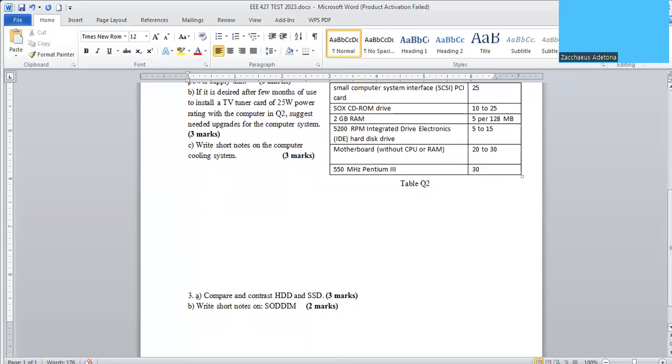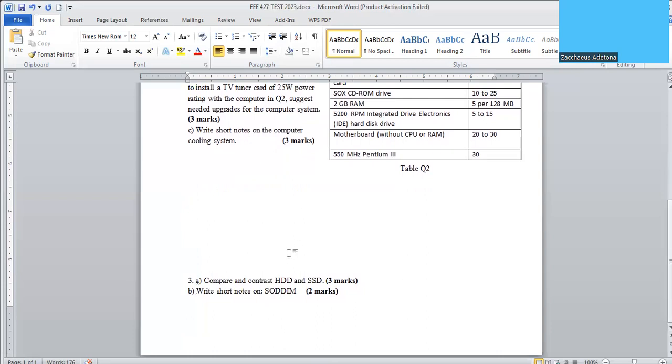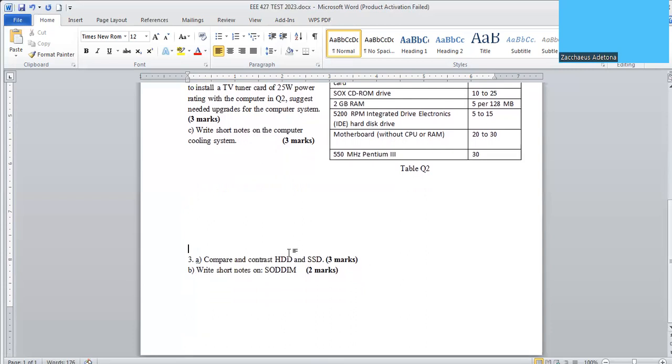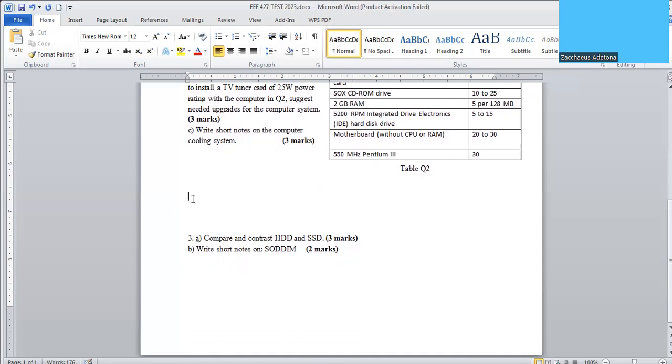Okay. Then we can now move on to the last one, which is question 3. Question 3 is asking you to compare and contrast HDD and SSD. So definitely you must be familiar with HDD and SSD. So compare and contrast them. And question B, you have to write short notes on SODIMM. You must also know what SODIMM is all about. You must be aware of what is necessary there. So we have question 3A, 3 points, and 3B, 2 points.